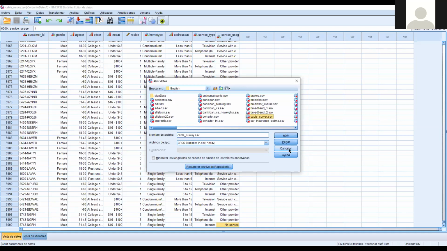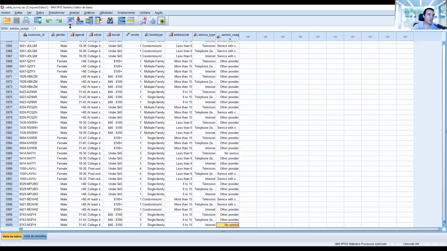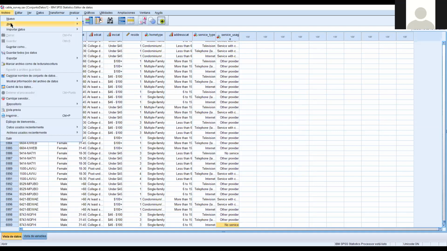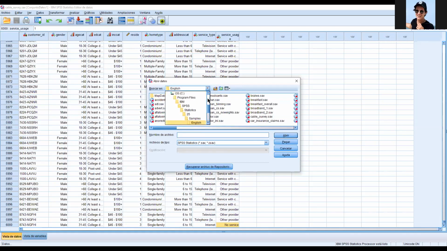Open, then you have to search for open data. And then you have to search for samples English. It's under program files, IBM, SPSS, statistics 25, samples English.